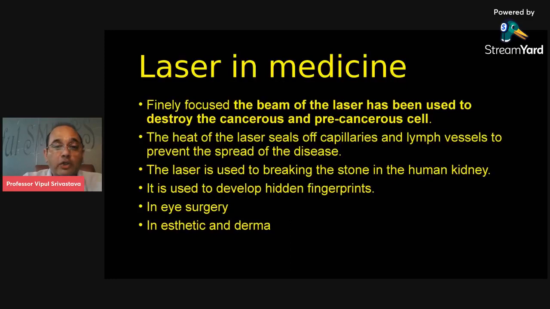Also, lasers are being used in breaking the stones of the human kidney. It is used to develop hidden fingerprints. In ophthalmology, we all know LASIK surgery is very popular, and we have seen tremendous, excellent results. In the same way, lasers are used in aesthetics, also in derma for facial rejuvenation. People lately are very conscious about their looks, and laser can also be used for hair removal in derma. So many applications are there in medicine. Interestingly, we have enough applications of lasers in dentistry also. So let us talk about that.